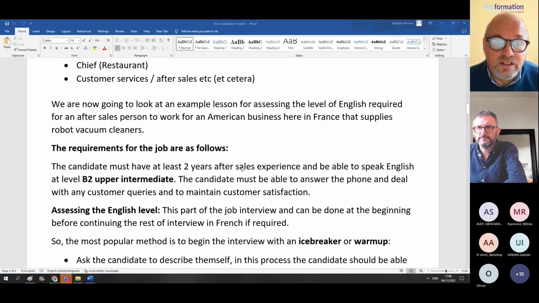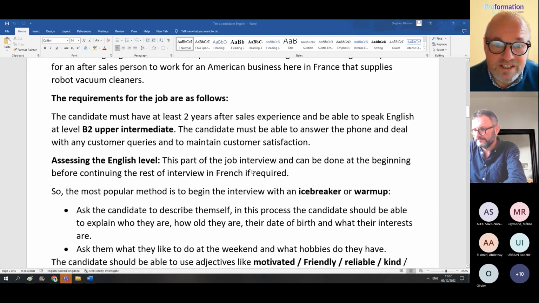We are now going to look at an example lesson for assessing the level of English required for an after-sales person to work for an American business here in France that supplies robot vacuum cleaners. The requirements for the job are as follows. The candidate must have at least 2 years after sales experience and be able to speak English at level B2, upper intermediate. The candidate must be able to answer the phone and deal with any customer queries and to maintain customer satisfaction.